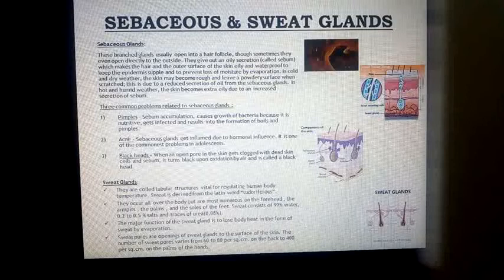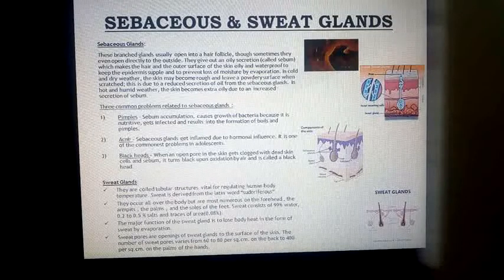Pimples. Sebum accumulation causes growth of bacteria because it is nutritive, gets infected and results in the formation of boils and pimples. Most of the youngsters, girls particularly, become more cautious about pimples. Got it? Pimples may be caused due to age also, children, that adolescent age.